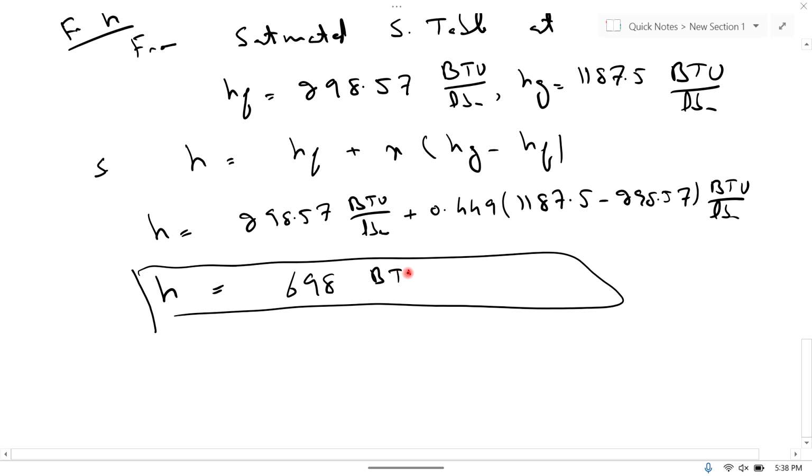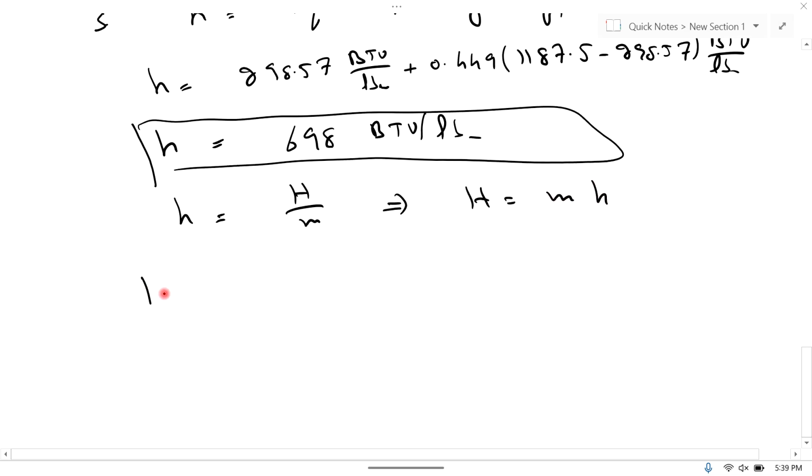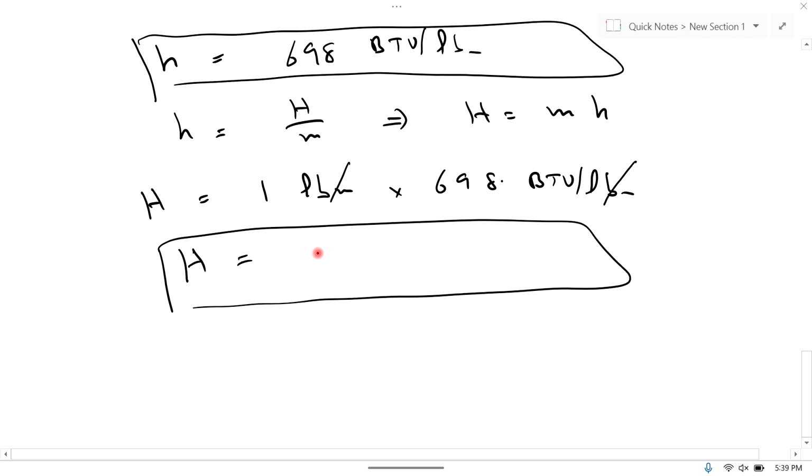BTU per pound mass. If we have to find total enthalpy, we know that specific enthalpy is equal to total enthalpy divided by mass. So total enthalpy is equal to mass multiplied by specific enthalpy. Mass is given to us as 1 pound mass, and specific enthalpy is 698 BTU per pound mass. So pound mass will be cancelled with pound mass. As mass is 1 pound mass, specific enthalpy and total enthalpy are equal: 698 BTU.